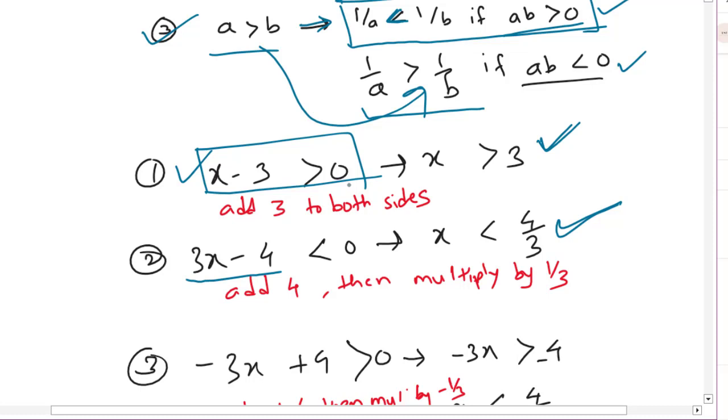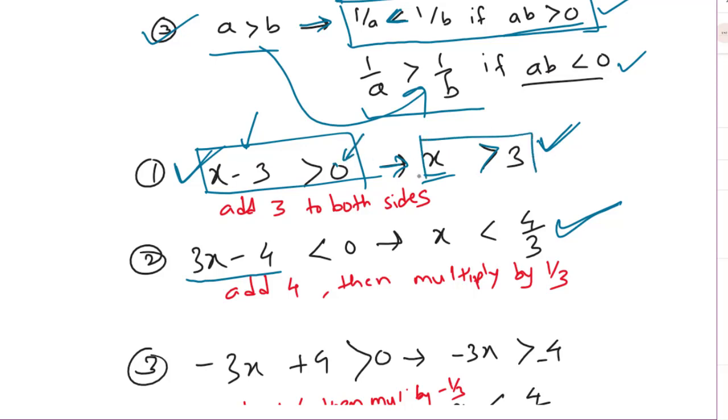Now let us look at some examples. So the first inequality is x minus 3 is greater than 0. What we know is that if we add any value to both sides, the inequality will be the same. So here we will add plus 3 to both sides. If you add plus 3 here, it will become x, and if you add plus 3 over here, it will become 3. So x will be greater than 3.